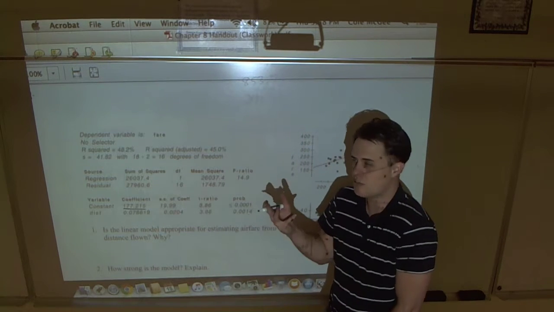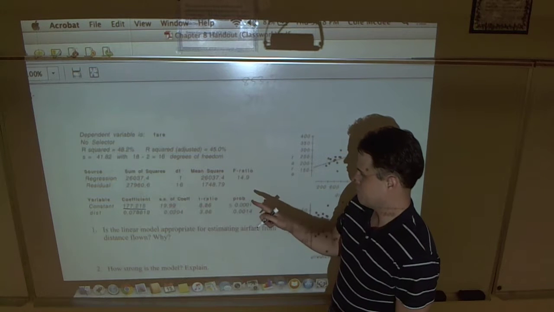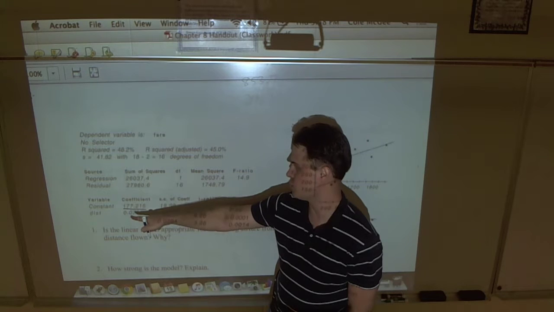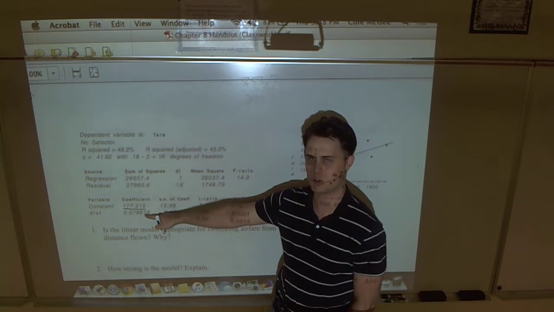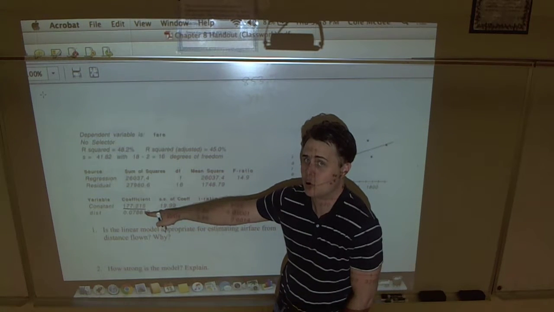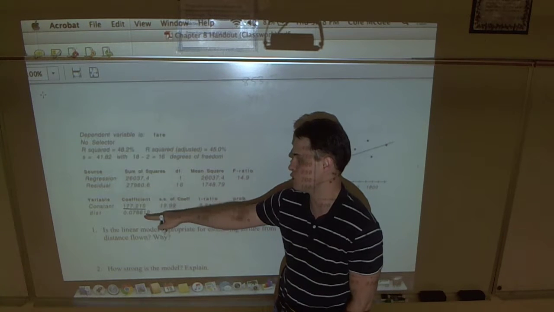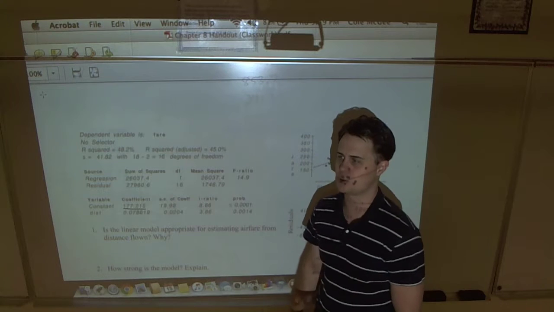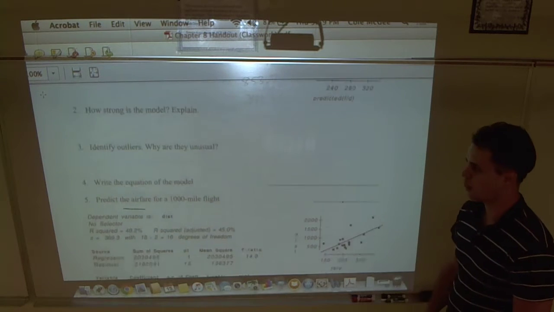Just use process elimination. Distance is the x variable, so it's the coefficient attached to distance. That's what a slope is. It's the coefficient attached to your x variable. So there's your slope. So you could use those two things to write down your model. We already did that in the last problem, so I'm just going to say that's it.